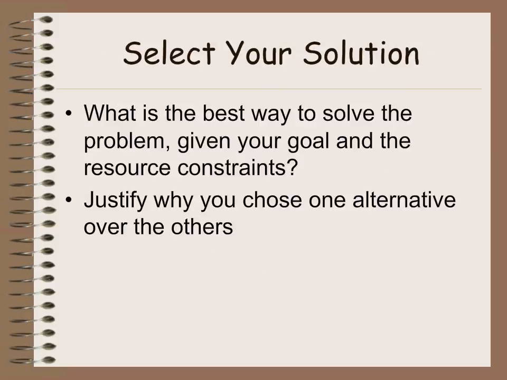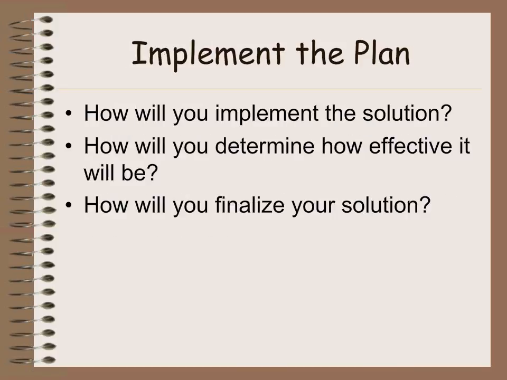Now that you have a variety of solutions in front of you, it's time to select the best solution to solve your problem. And when you're doing this, you want to make sure that you're providing justification for why you're choosing one alternative over another. In fact, you may even want to come up with a top 3 solution order, in case the first solution doesn't end up working, you now have a follow-up solution to fall back on.